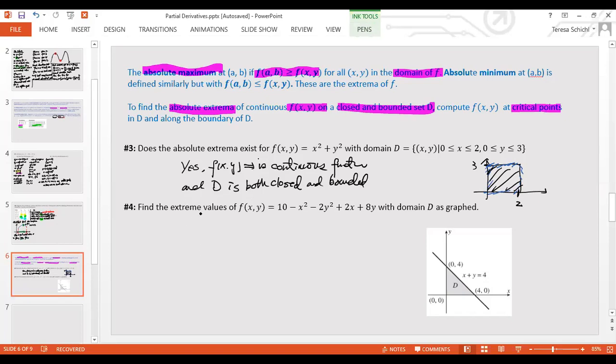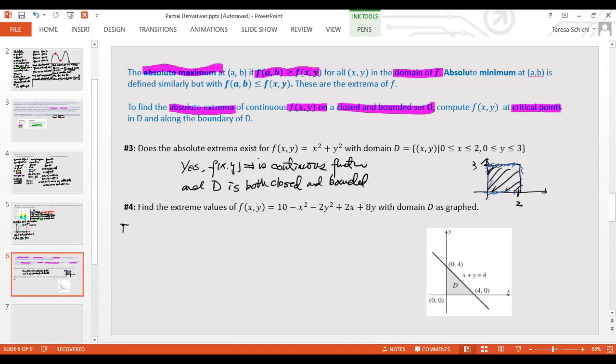How do we find the extrema values here? Let's take a look at this example. I have f of x, y equal to 10 minus x squared minus 2y squared plus 2x plus 8y, and here is the domain. Looks pretty complicated. I want to find the absolute max and the absolute min. So let's do it step by step.